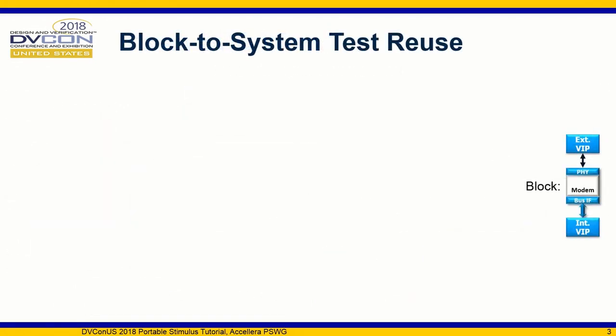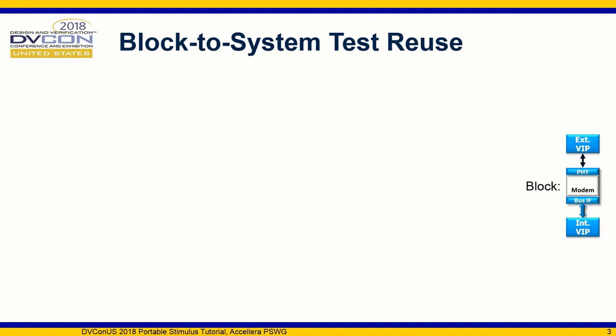So the idea that we want to be able to do with portable stimulus is two axes of portability, if you will. One is block to system. The other is platform to platform. We're going to be talking about that throughout the day. That means how you go from simulation to emulation to FPGA prototyping to post-silicon, maybe starting with a virtual prototype, whatever. What we're going to go through today is a block to system story. And as we go through that, we're going to talk about how we go from platform to platform as well.